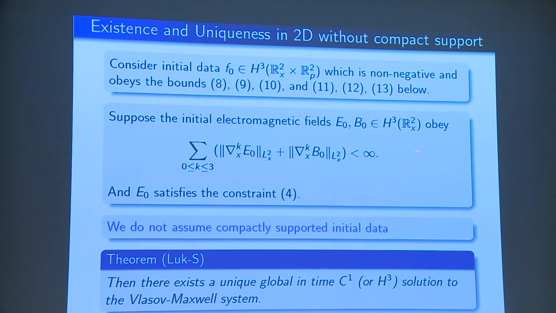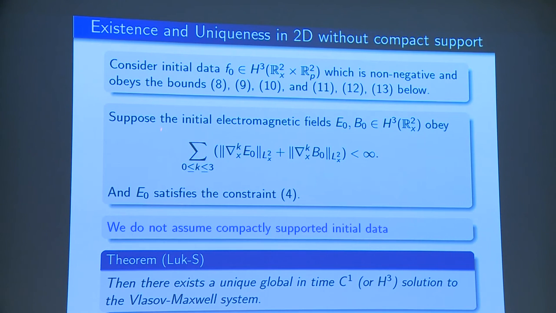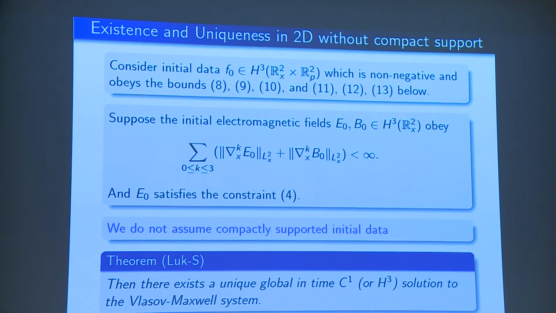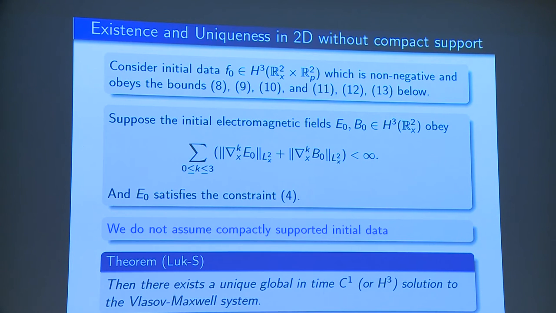Your fields E and B are also in H3, so we don't really need to assume high regularity for the fields. And if you satisfy the constraints and you don't assume compactly supported initial data, then there exists a unique global-in-time C1 or H3 solution to Vlasov-Maxwell in 2D or in 2.5D.